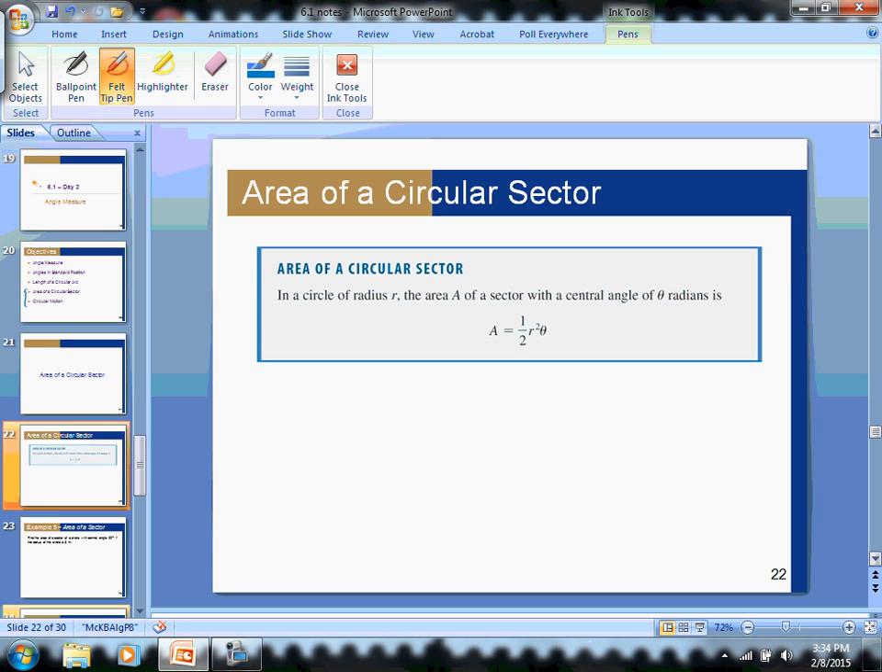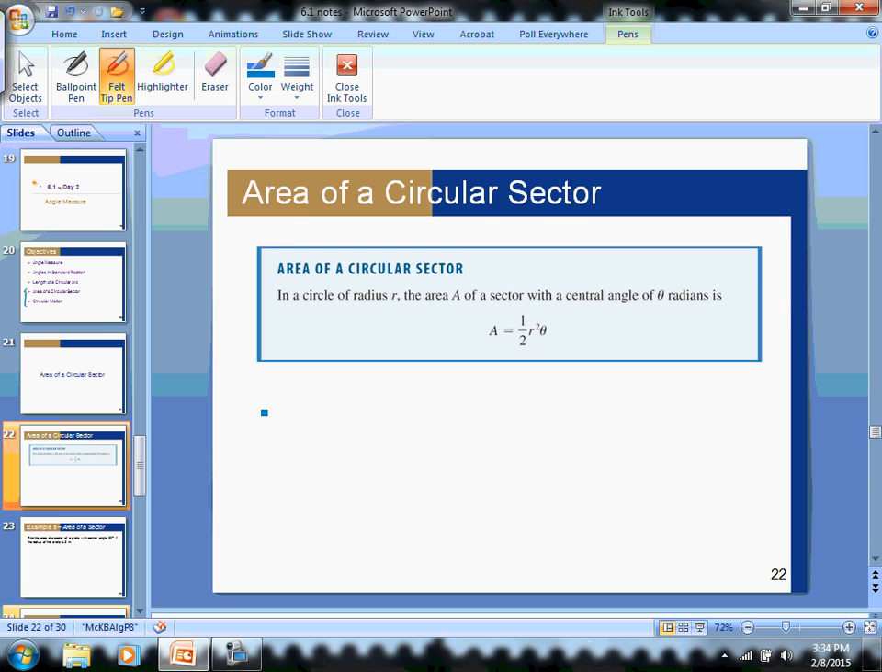Now, yesterday we talked about the arc length. So we talked about the length of an arc as you go around a circle from your initial side to your terminal side of your angle measure. But now we're going to find the area inside that space.